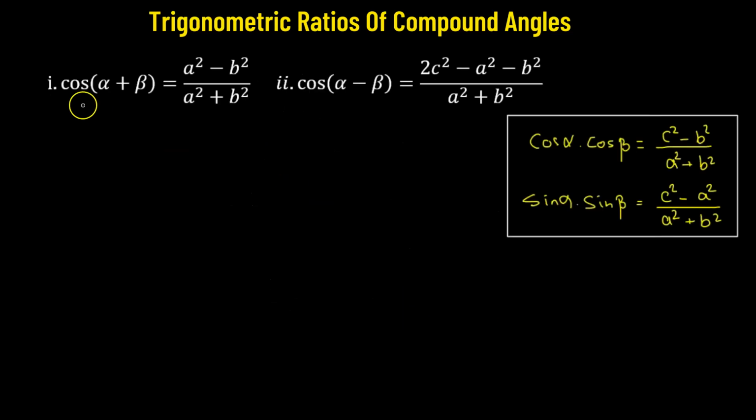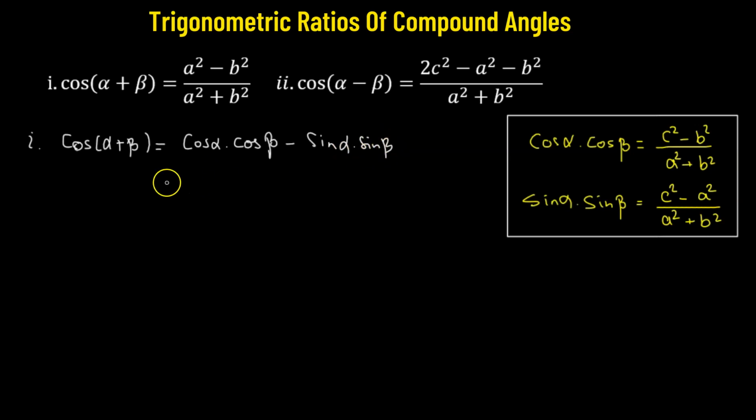and we can finally solve our problem. We'll begin with part 1 of the problem. We'll start from the left hand side. We have cosine of alpha plus beta, and I've already mentioned that this is cosine alpha times cosine beta minus sine alpha times sine beta. We'll substitute the value of cosine alpha cosine beta with c squared minus b squared divided by a squared plus b squared, minus sine alpha times sine beta, which is c squared minus a squared divided by a squared plus b squared. We have a common denominator, so let's combine them.